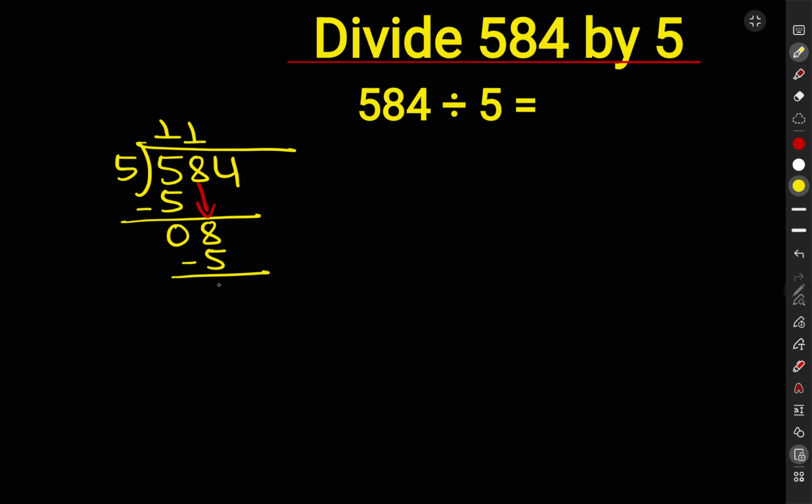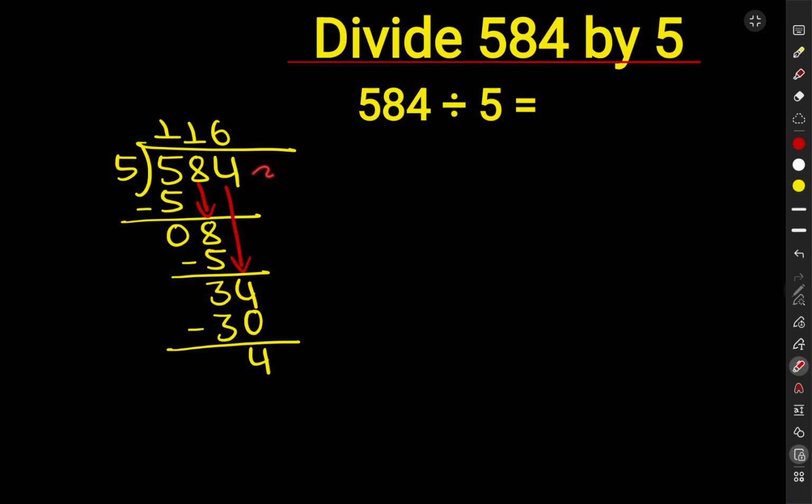On subtracting we get 3. So again we put down this 4 and it is 34. 5 times 6 is 30. On subtracting we get 4.